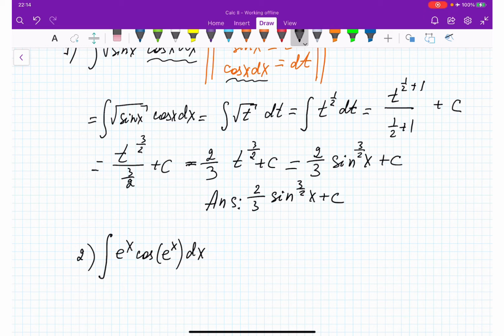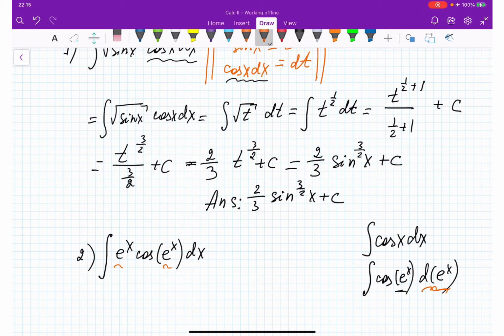But what is interesting is we have e to the power x here, and here also we have e to the power x. Look what I'm going to do. If we have the integral of cosine x, then we have to have the derivative of x, dx. But if I have the integral of cosine e to the power x, then instead of x I have to have e to the power x. This is going to be my task: to bring e to the power x under the derivative element. So what am I going to do?